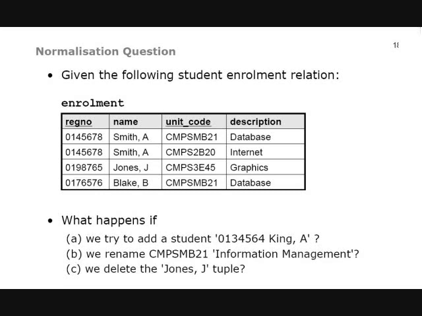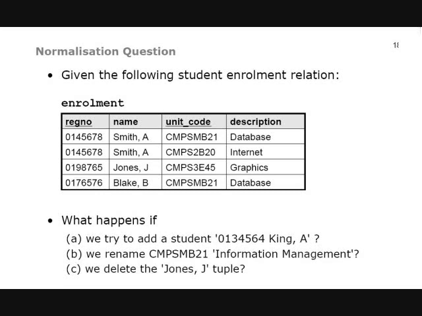What about if I want to rename CMPS MB21 to Information Management? If I want to change the description of that particular unit, CMPS MB21, what's the problem with that? Again, update anomalies. Yes, I could have a number of tuples, and I have to go through each of them making the same change. And if I don't, I will have inconsistent data, because one tuple will refer to information management, the other one will refer to databases.